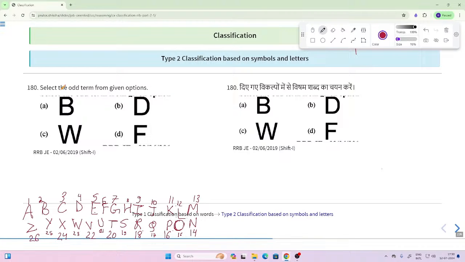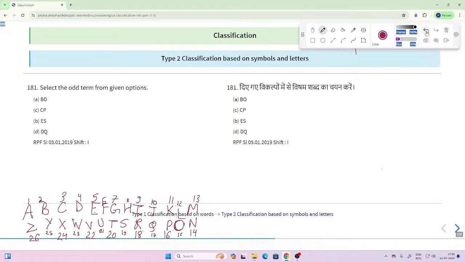Now, find the odd term from B, D, W, F. Again, let's convert this into numbers. B is 2, D is 4, F is 6, W is 23. 2, 4, 6, these are even. This is odd. So I would guess W, 23, being odd, is the odd one out.